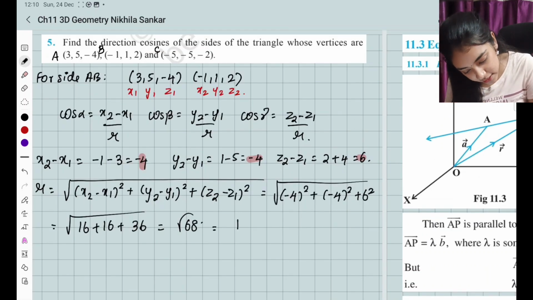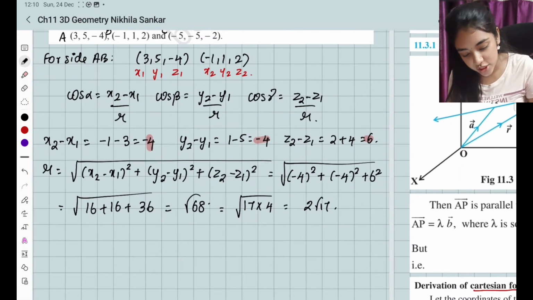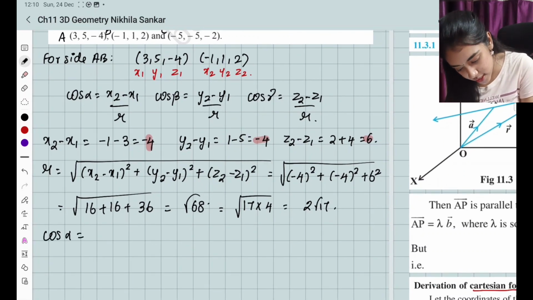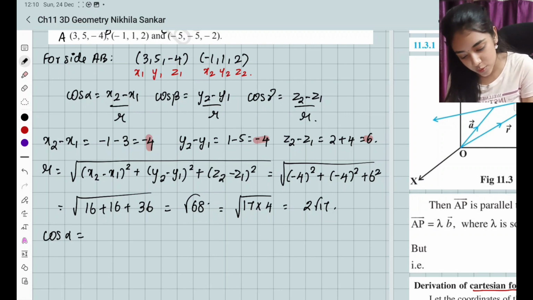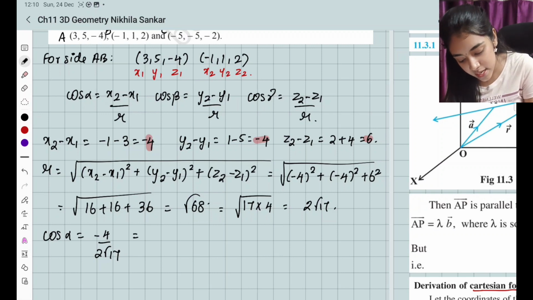68 can also be written as 17 into 4. So, இதிலிருந்து 2 வெளியில் எடுத்தா I'll have 2 root 17. So, இப்போ R ஓட value கண்டுபிடிச்சாச்சு. So, what are my direction cosines going to be? Cos alpha is going to be x2 minus x1, which is minus 4 divided by 2 root 17. Okay, so minus 4 divided by 2 root 17. இது simplify பண்ணா I'm going to have minus 2 divided by root 17.